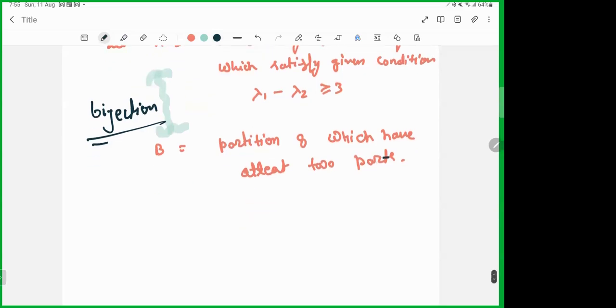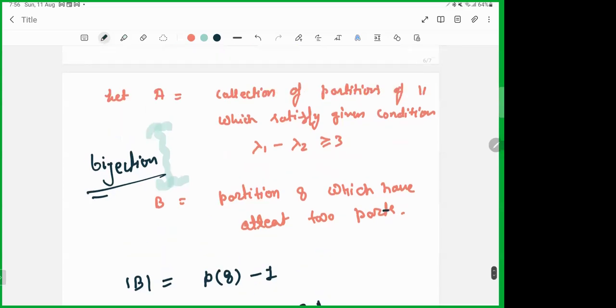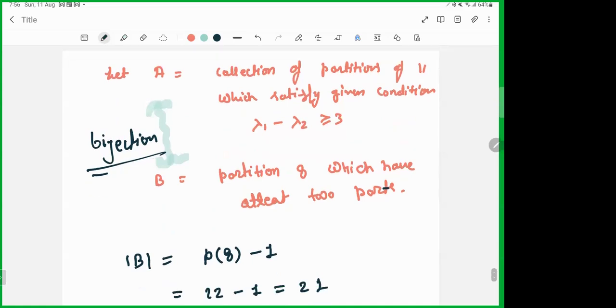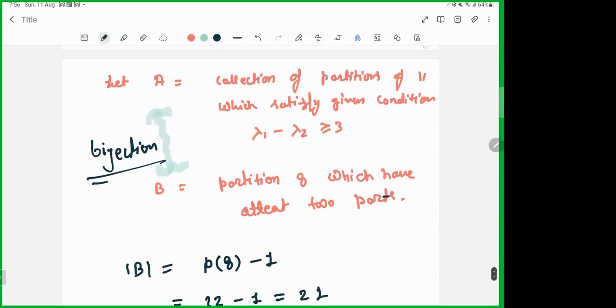And this cardinality you already know. Cardinality of B is basically partitions of 8 minus 1. So how many partitions does 8 have? This you should know, up to 10 at least. So 8 has 22 partitions. So this is 22 minus 1, 21. So is this bijection clear or not? This is what you should get from this question. Then computing partitions is basically computation. So is this bijection clear or not?